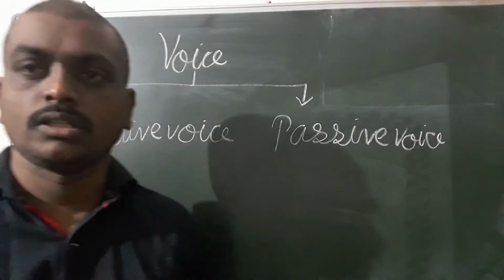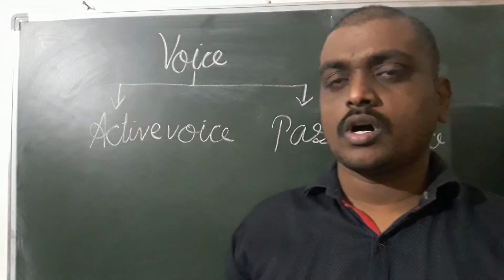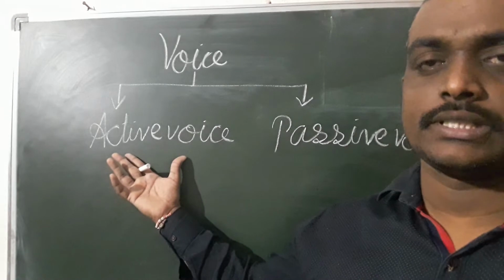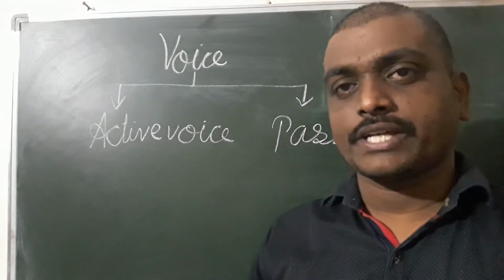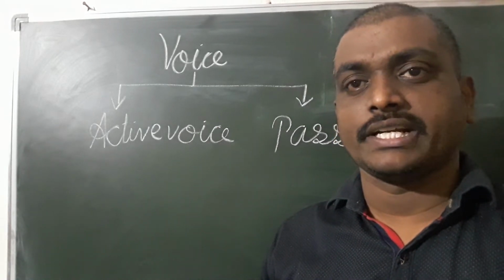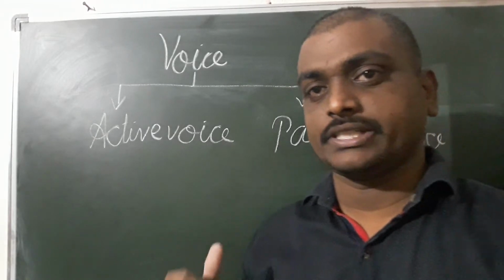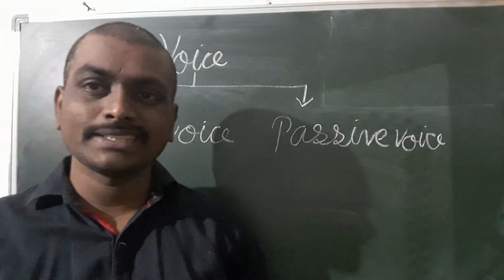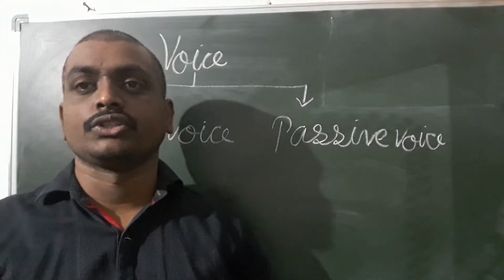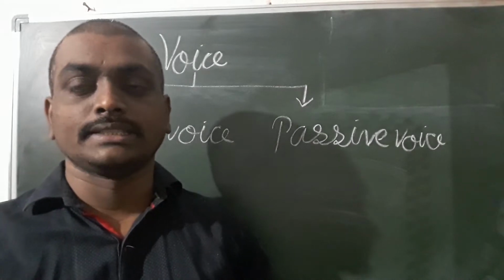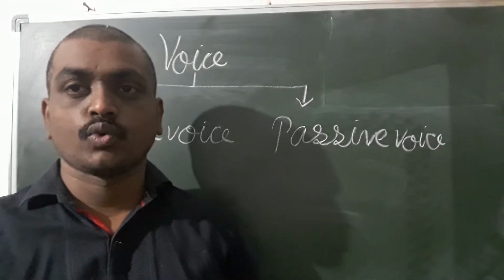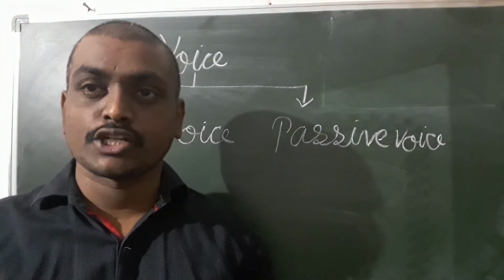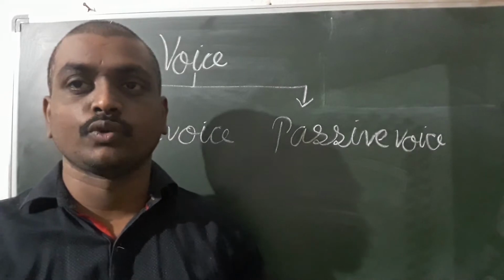So friends, if the subject is a doer of an action, it means it is an active voice. When the subject is a receiver of an action, meaning the subject is not doing any kind of action, it only receives the action, it means it is a passive voice. So voice is a form of verb which shows whether the subject is a doer or a receiver of an action. Voice has two kinds: active means doer of an action, and passive means receiver of an action.